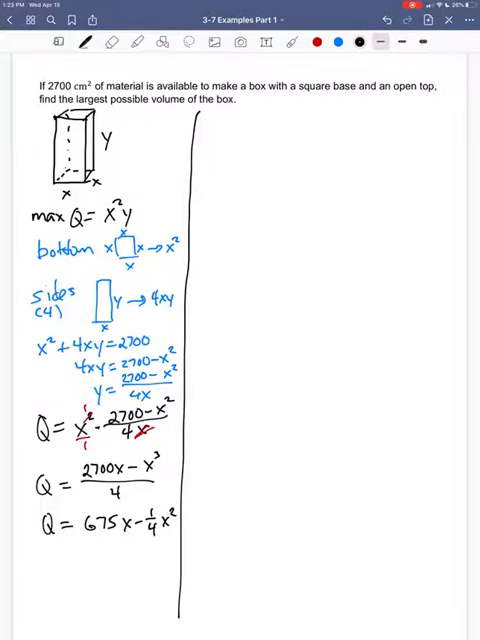So we look back at what I'm trying to do. I'm trying to maximize this function q, but now I've rewritten q this way. So I want to maximize q, which is 675x minus 1/4 x squared. To maximize a function, I need to find any critical numbers, so that means I have to look at q prime. The derivative of 675x will just be 675.